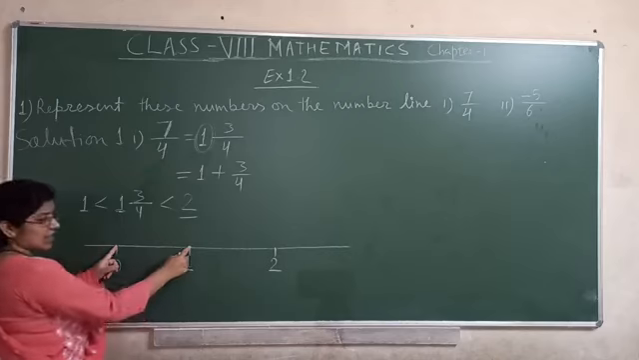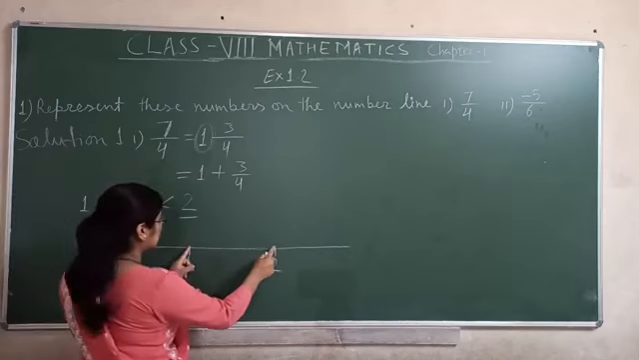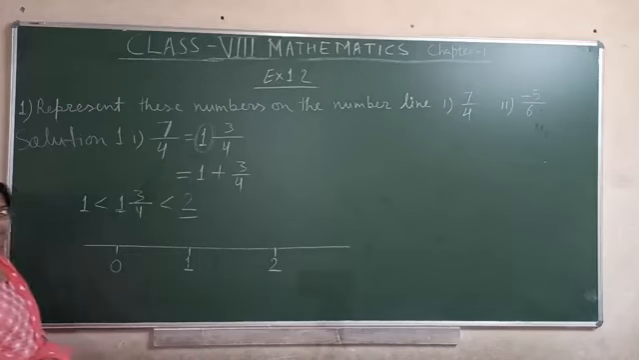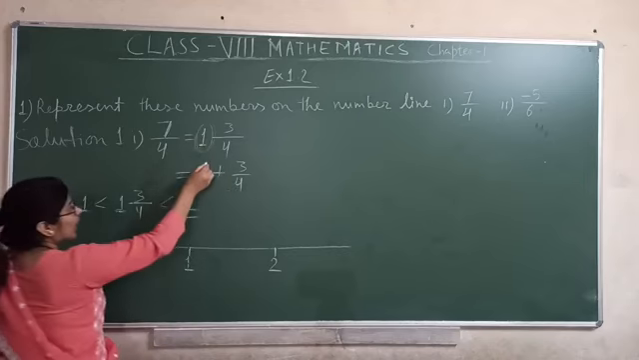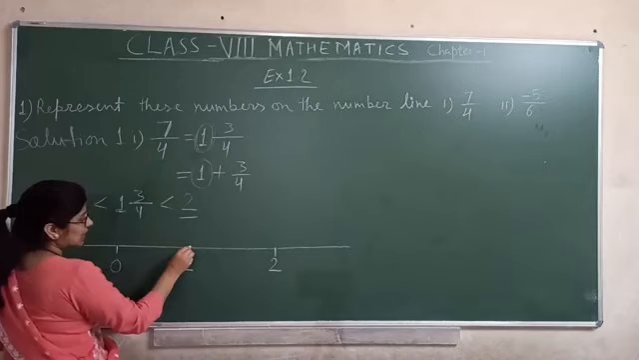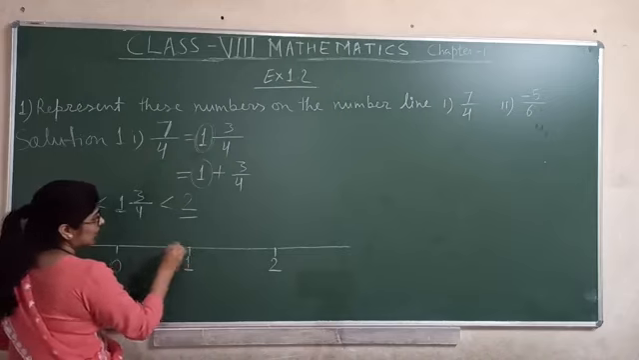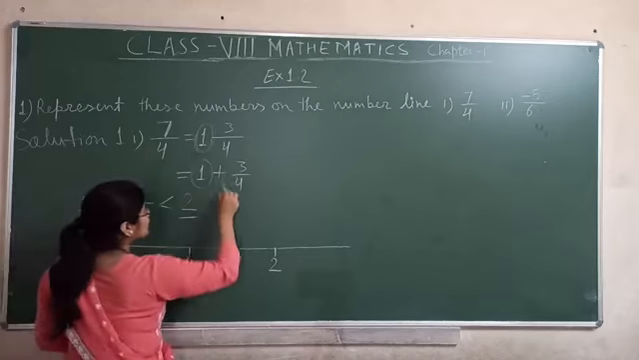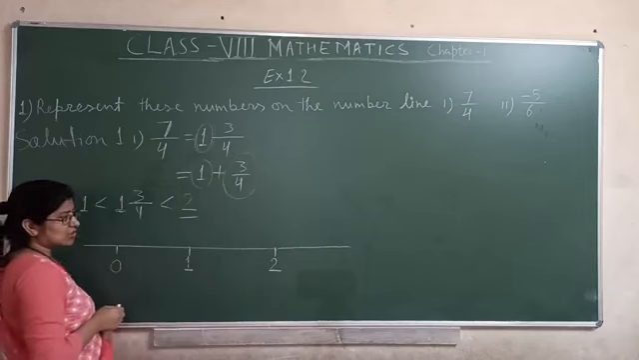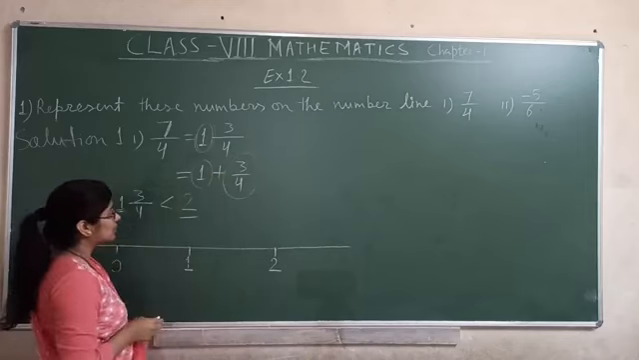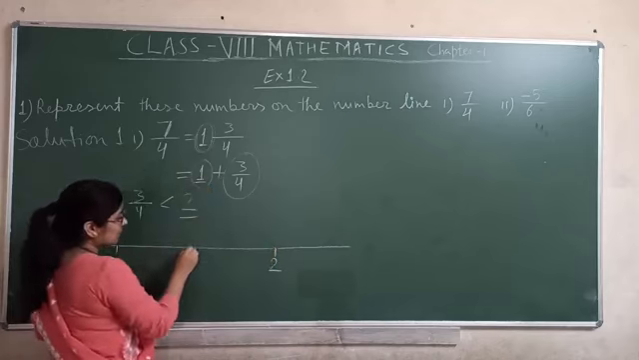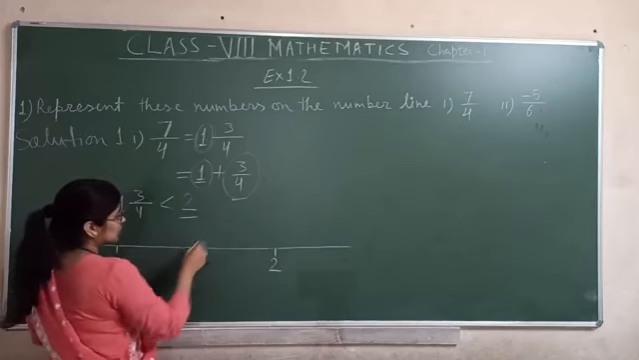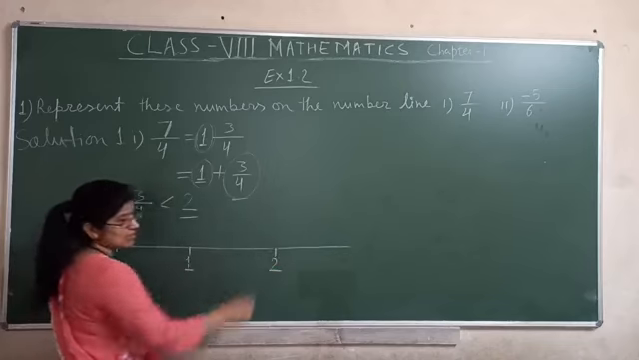0 to 1, how much gap between 0 to 1? Equally should be 1 to 2. Gap should be equal. Equal gap आपको लेना है. So 1 plus 3 by 4. 1 is whole number, complete number है. तो 1 तो यहाँ पे हो गया. Now you have 3 by 4. 3/4 बचा. So where you will draw 3/4? So 3/4 lie between 1 and 2. 1 complete आपको यहाँ पे मिल गया. अब बचा 3/4, तो 3/4 आएगा 1 और 2 के बीच में.